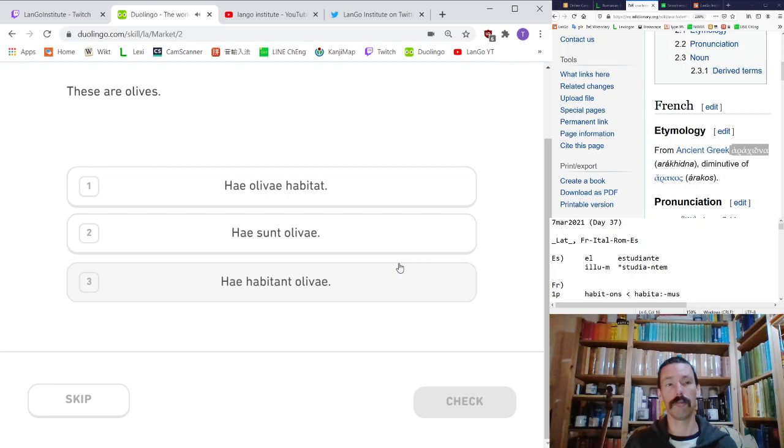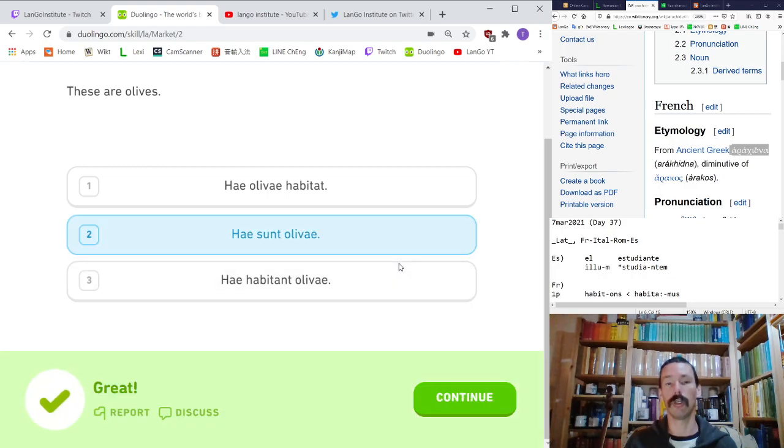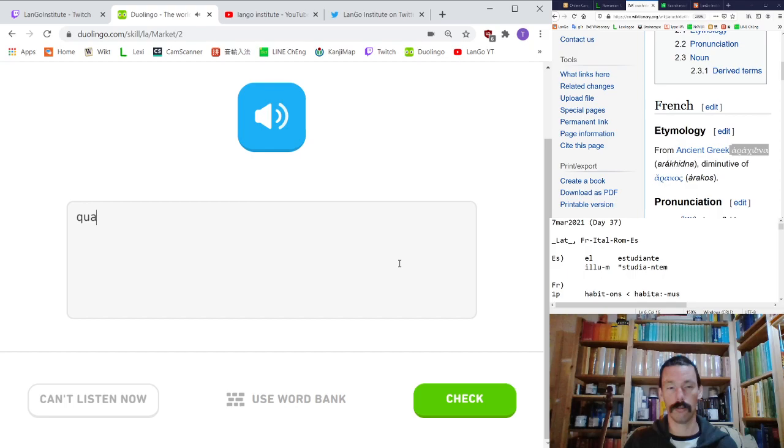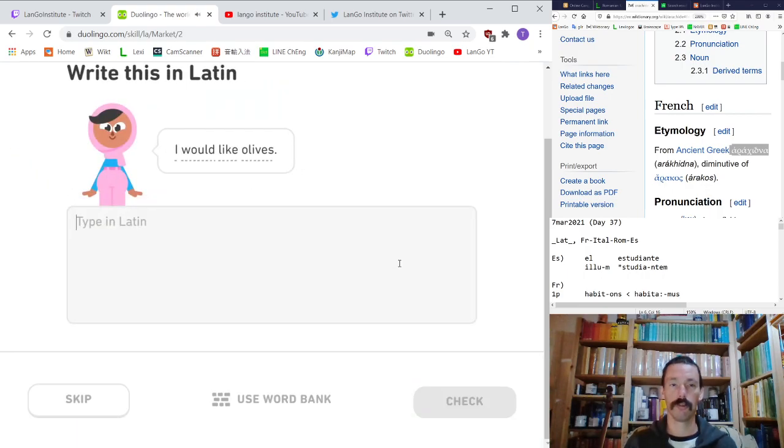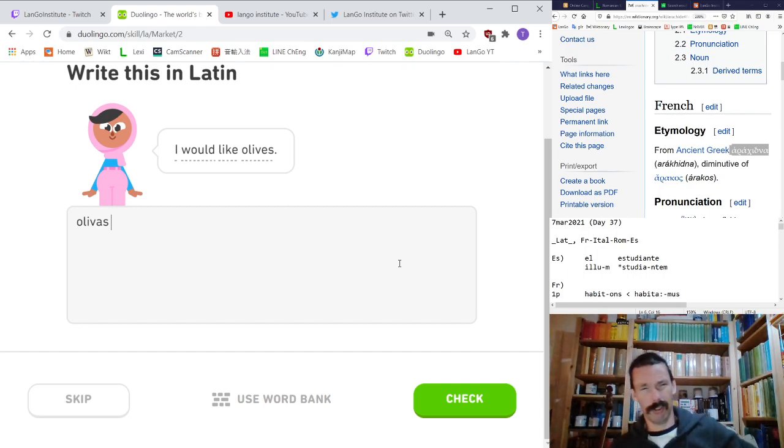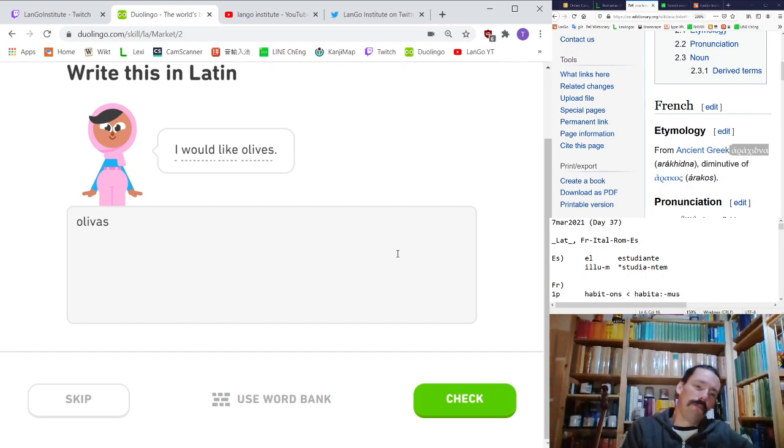These are olives. Hae sunt olivae. Quanti olivae et crustula constant? At how much do olives and cookies stand firm? Meaning, how much do they cost? I would like olives. We'll put the object first. Olivas. Plural. Accusative. I would like is velim.